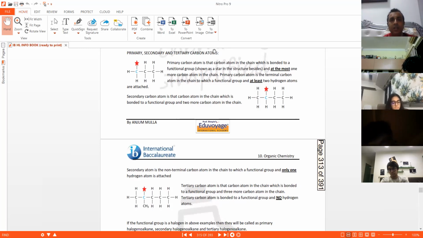So that's one way I said. Primary means that carbon atom which is only further bonded to one carbon atom. Secondary is that carbon which is further bonded to two carbon atoms. Tertiary is that carbon which is bonded to three carbon atoms.